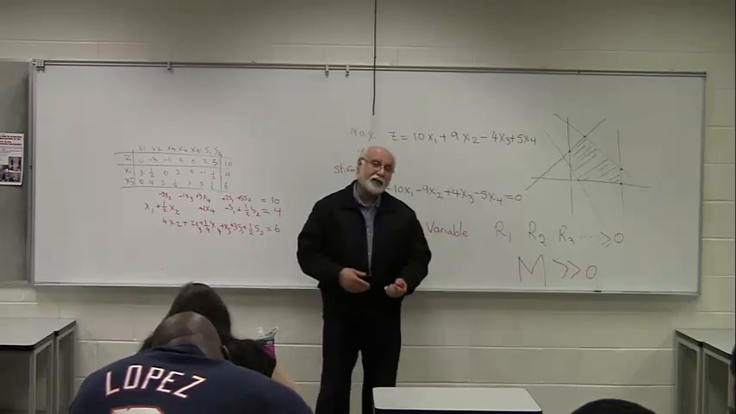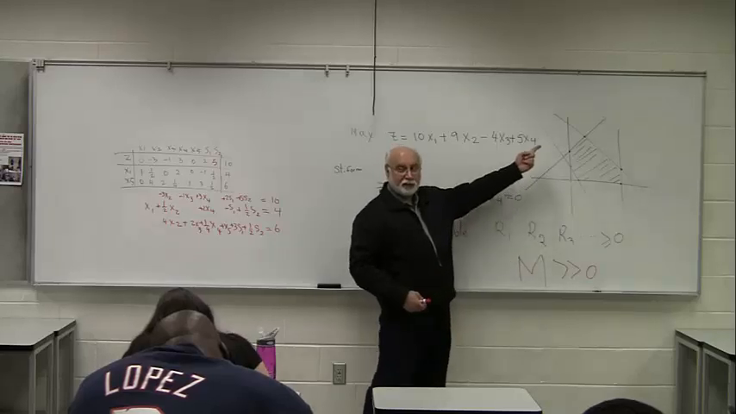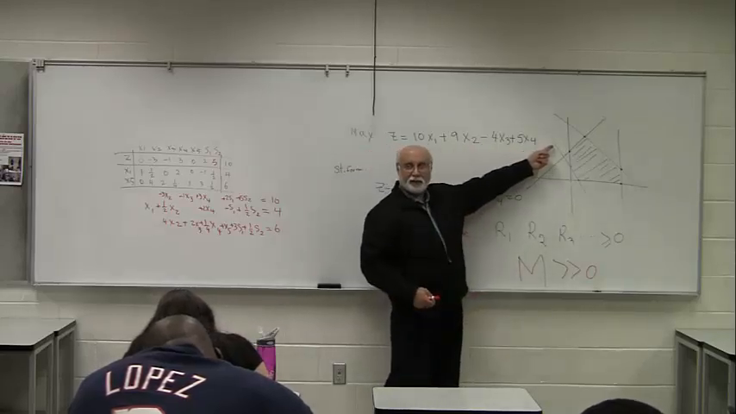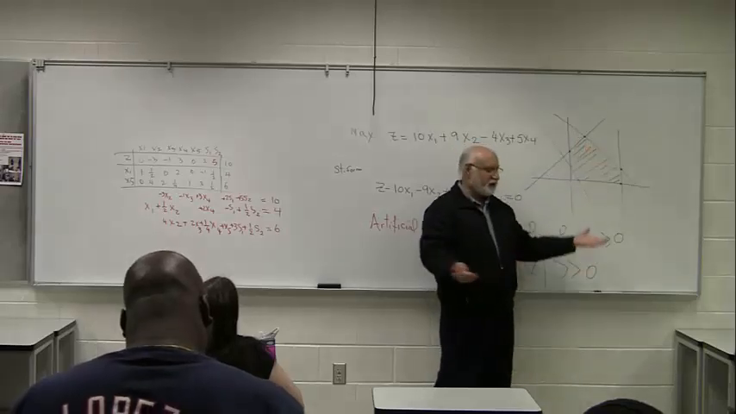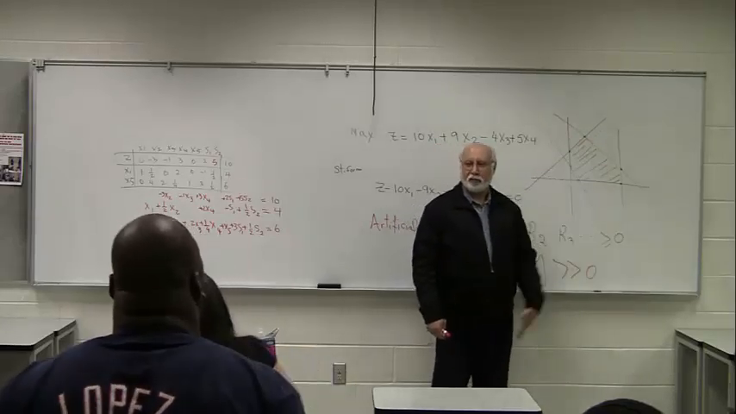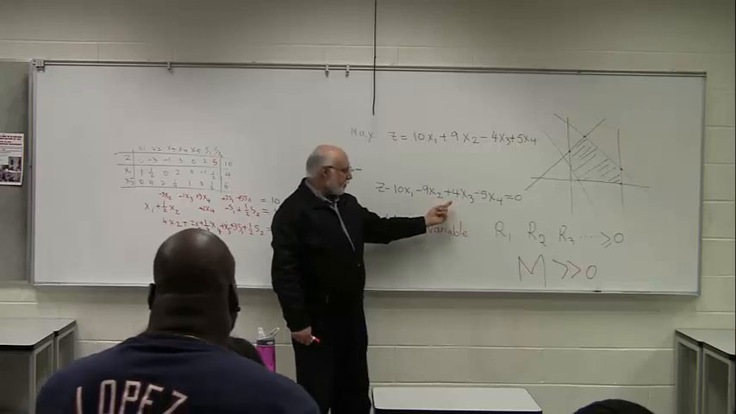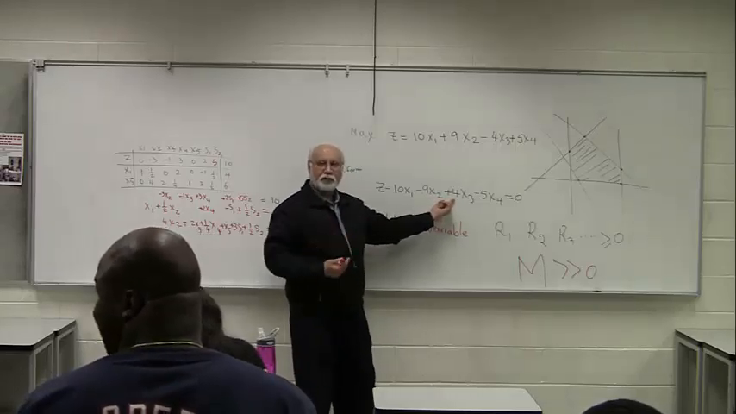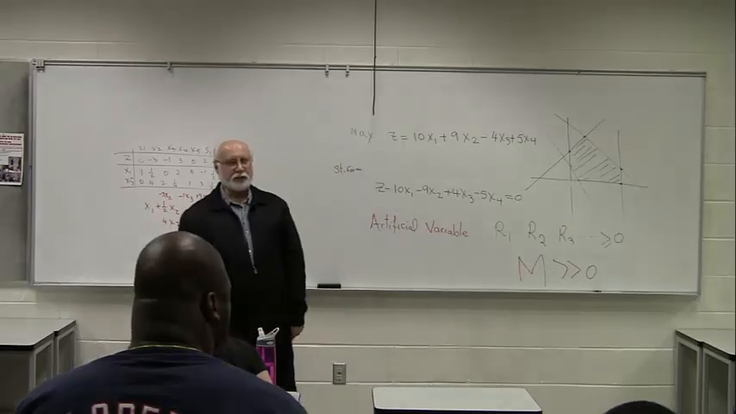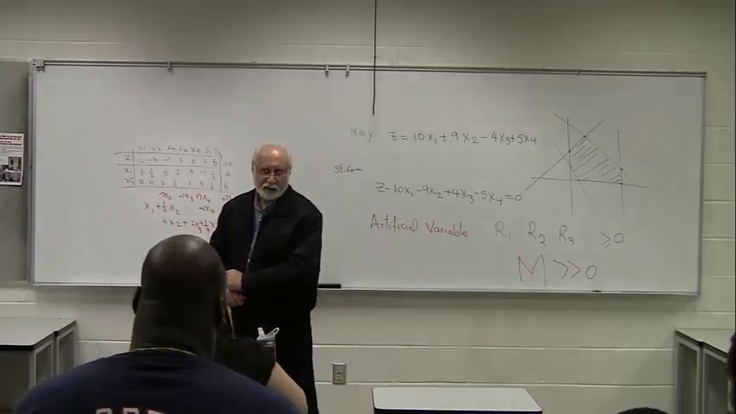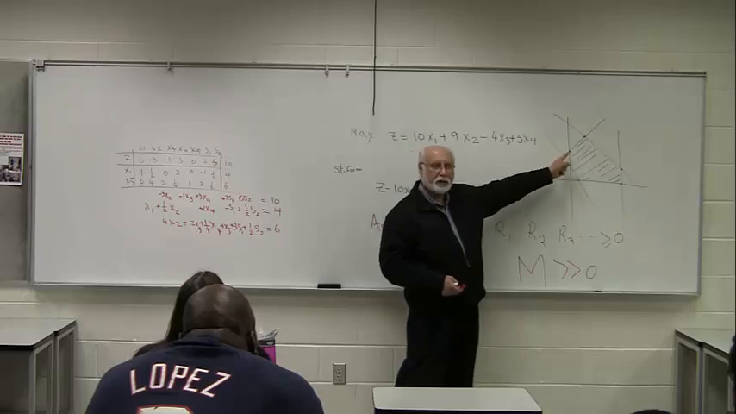So I'm going to add an artificial variable, but at the same time, I'm going to subtract it here, minus MR1. Minus MR2, minus MR3, whatever I have, minus MR4. So when they come back here, they become plus MR1, plus MR2, plus MR3 equals 0. Does that make sense to you? Every artificial variable that you add, you do minus MR in a maximization problem.